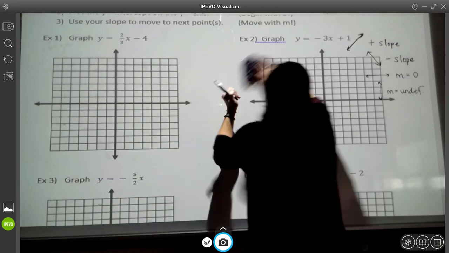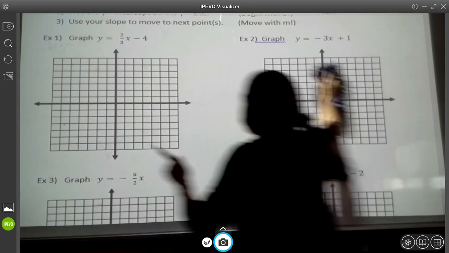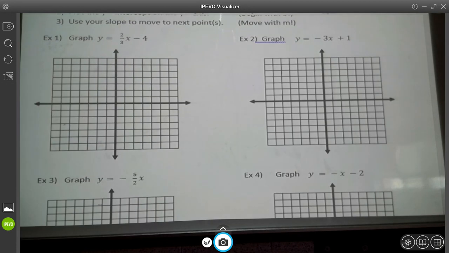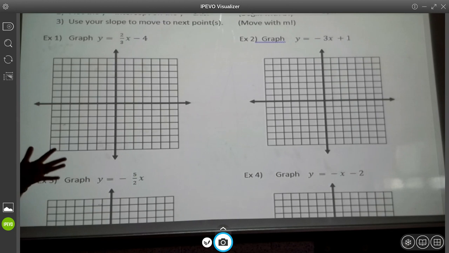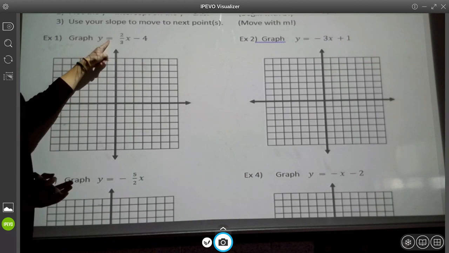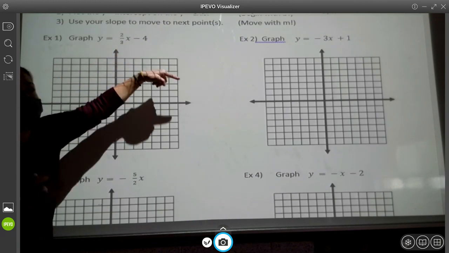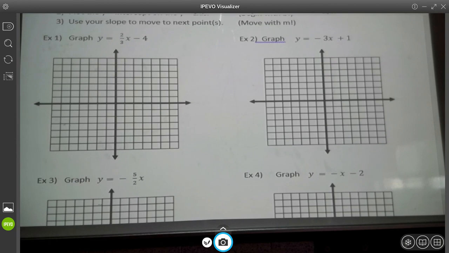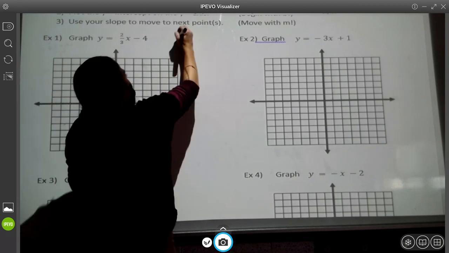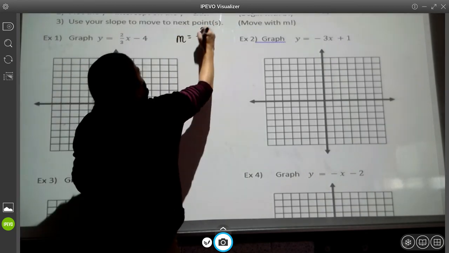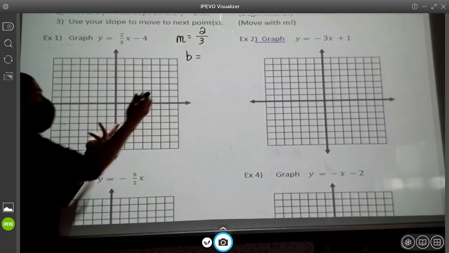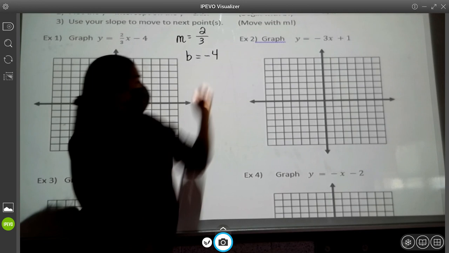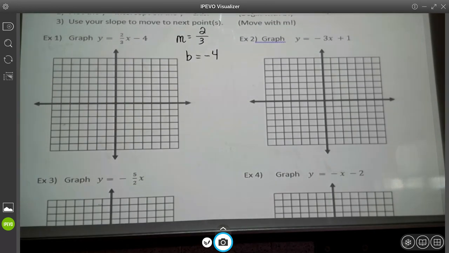All right, so guys, look at the first one. They want us to graph the equation y equals 2/3 x minus 4. So I hope we all agree that this is in y equals mx plus b form. So does anybody know who the m is? Who is the slope here? 2/3. And then the y-intercept, the b, is negative 4.